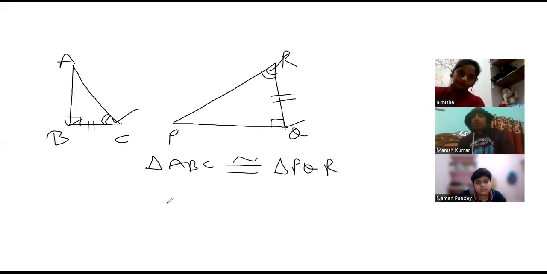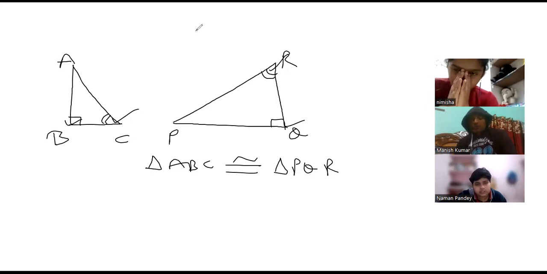No, sir. See the question again. What is written? Both triangles ABC and PQR are to be congruent. If they are to be congruent, name one additional pair of corresponding parts which makes them congruent.